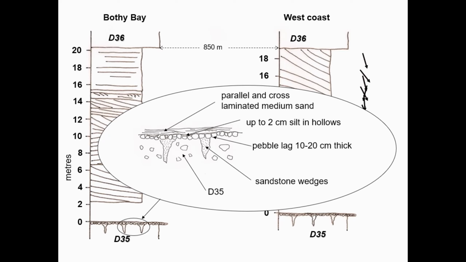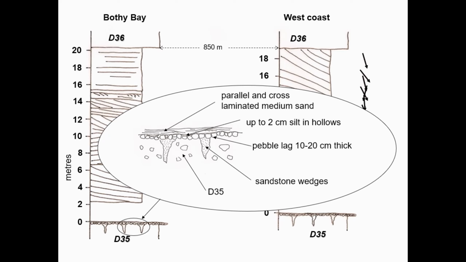So looking at this in detail, we see the sandstone wedges, a pebble lag on top indicating that the top of the diamictite D35 has been winnowed, the fine sediment has been washed away until an armoured pavement of gravel has been left behind. And then the interesting thing is that on top of this there isn't coarse cross-bedded sandstone but silt, very fine grained sediment, and then some little cross-laminated packages of silt which pass upwards into sand.